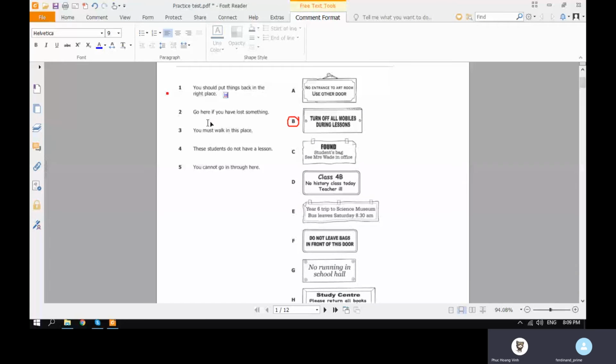Can you read number 2? Go here if you lost something. Okay, go here if you have lost something. So which letter is your answer? C. C, okay. Let me put it here.